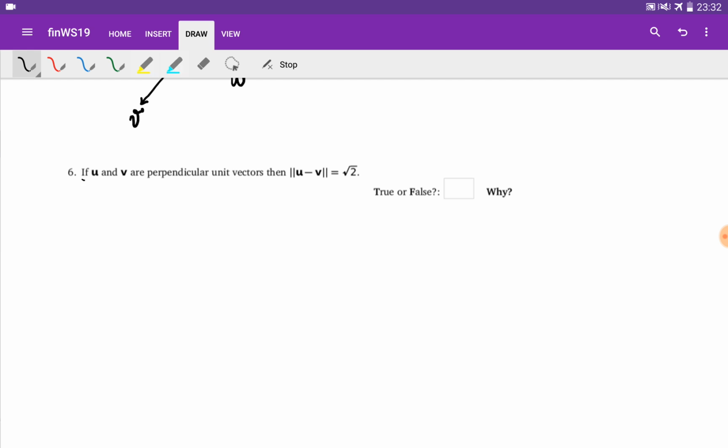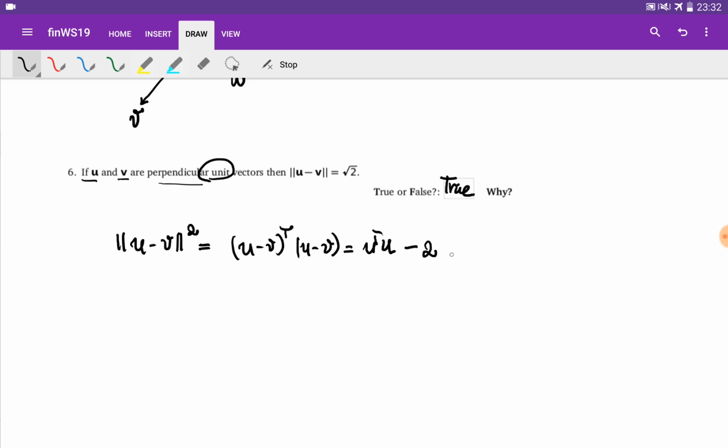If u and v are perpendicular unit vectors, then the norm of u minus v is the square root of 2, which is true. And we can prove this. The norm of u minus v squared is equal to (u minus v) transpose multiplied by (u minus v), and we can open up the brackets. It's going to be u transpose u minus 2 u transpose v plus v transpose v. The u transpose v is equal to 0 since u is orthogonal to v. The u transpose u is the norm of u squared plus v transpose v, which is the norm of v squared. Since u and v are unit vectors, their norms are equal to 1, so it is going to be 1 plus 1, which is equal to 2.